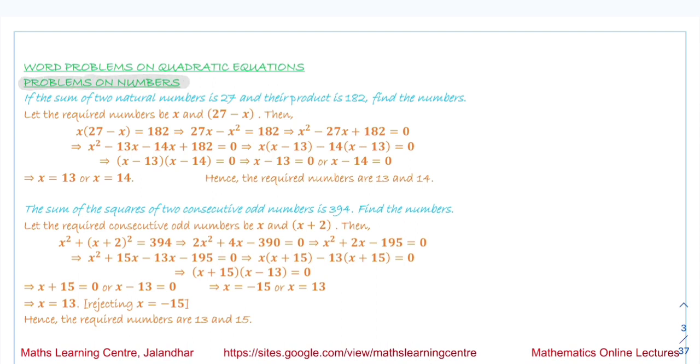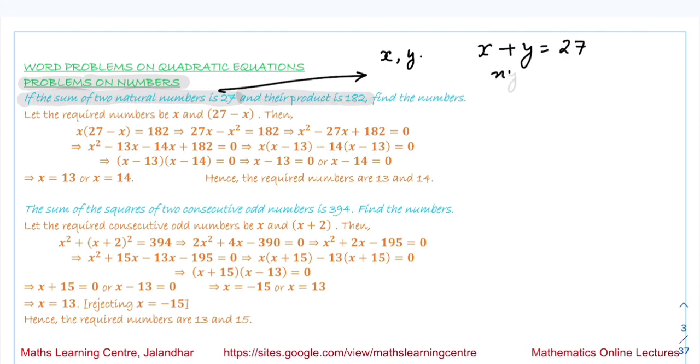So we are saying if the sum of two natural numbers is 27 and their product is 182, we have to find the numbers. So we are considering that the sum of the two natural numbers is 27. It means if one number is x and the other number is y, then what is given to us is that x plus y is 27 and x into y is 182.